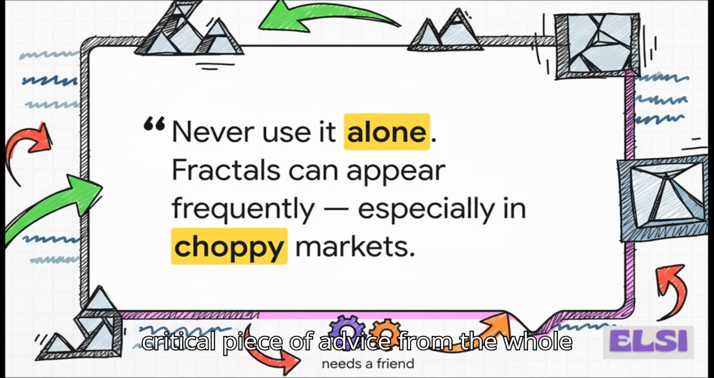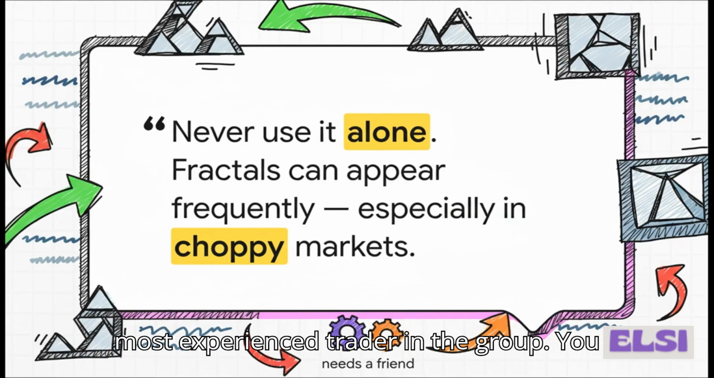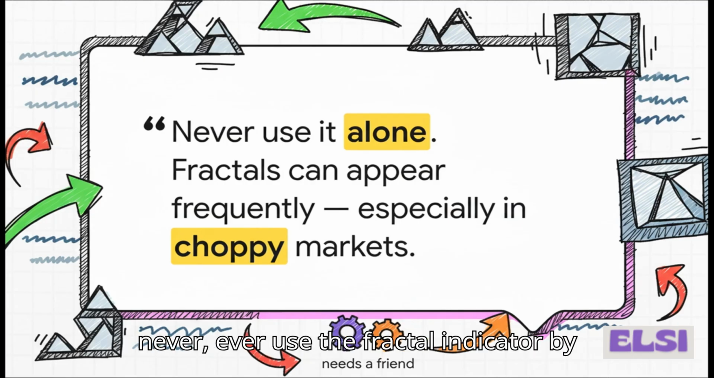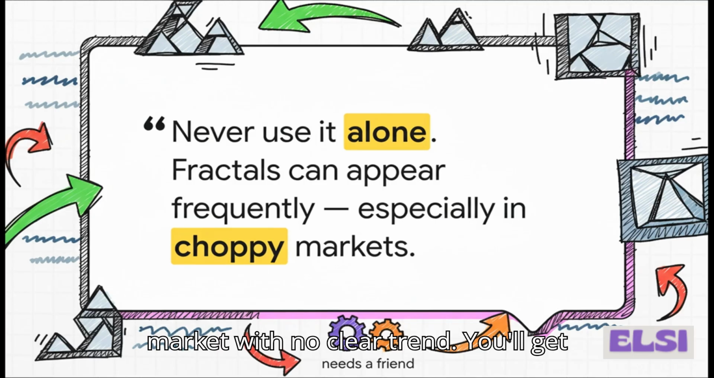And this is maybe the most critical piece of advice from the whole conversation, this time from Tanya, the most experienced trader in the group. You never ever use the fractal indicator by itself. Why? Because in a messy, sideways market with no clear trend, you'll get fractals popping up all over the place, giving you one false signal after another. It needs a buddy, like a trend indicator to give it context.